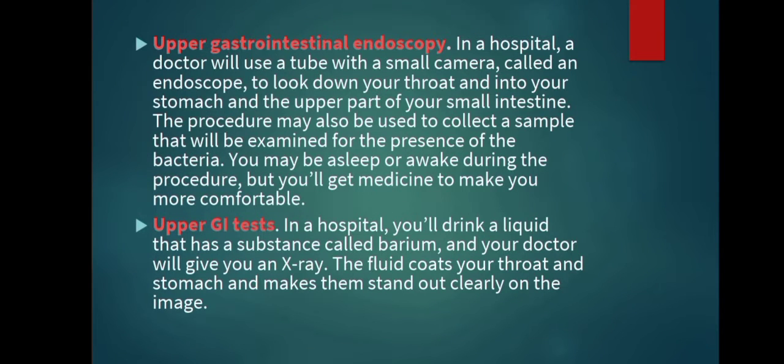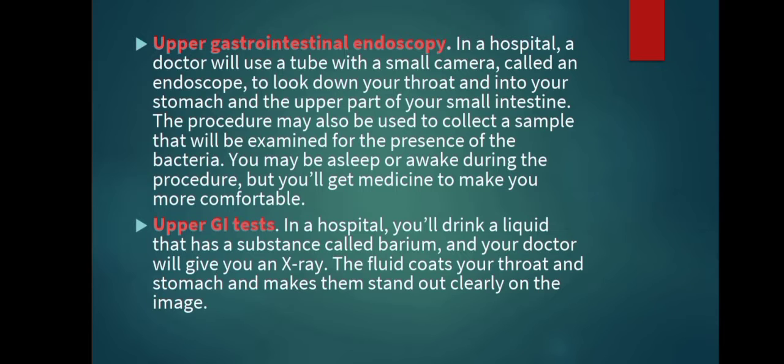Upper gastrointestinal endoscopy. In a hospital, a doctor will use a tube with a small camera called an endoscope to look down into your stomach, throat, and the upper part of your small intestine. The procedure may also be used to collect a sample that will be examined for the presence of that bacteria. You may be asleep or awake during the procedure, but you will get medicine to make you more comfortable.